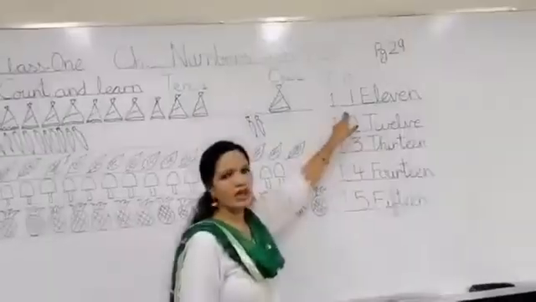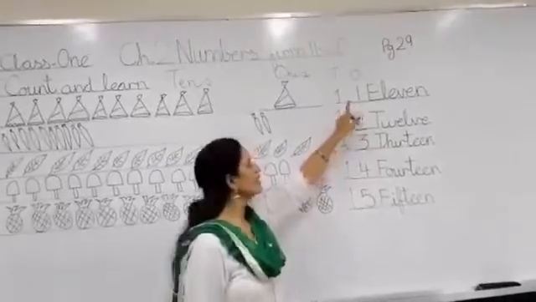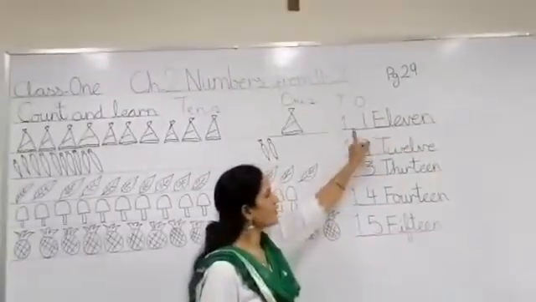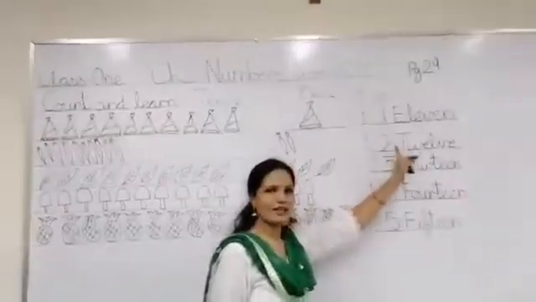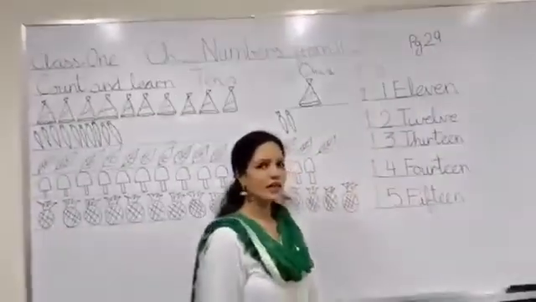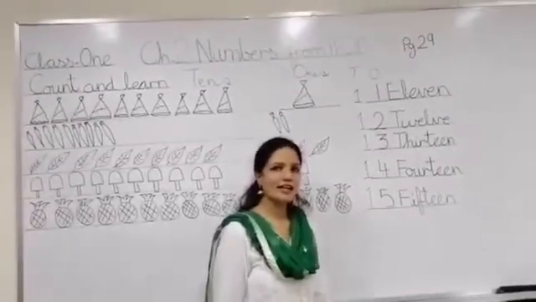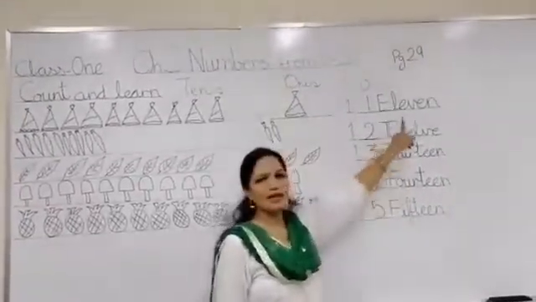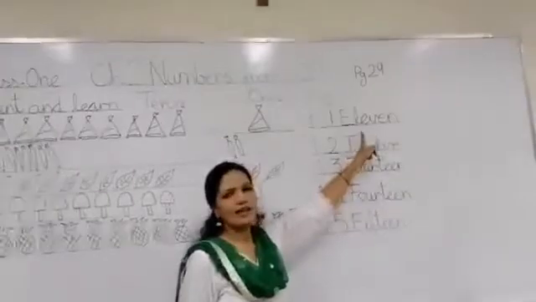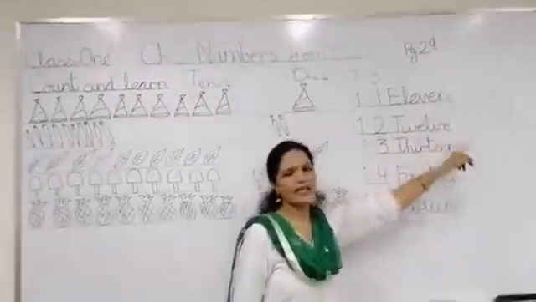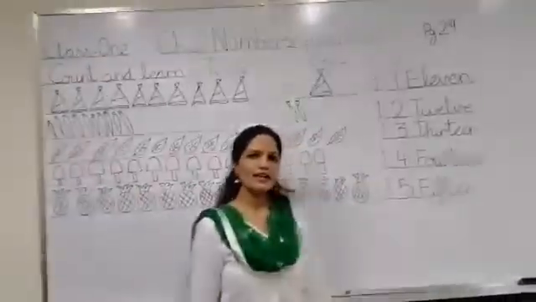So in 11, how many tens and ones? 1 ten and 1 one. So what will it make? 11. Very good. And what are the spellings of 11? E L E V E N. Now you can repeat and learn.